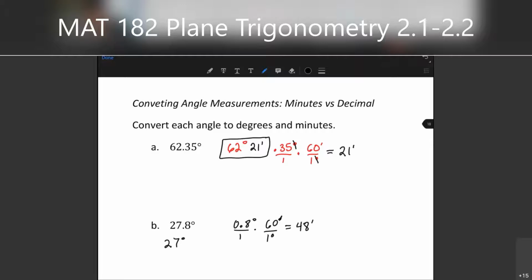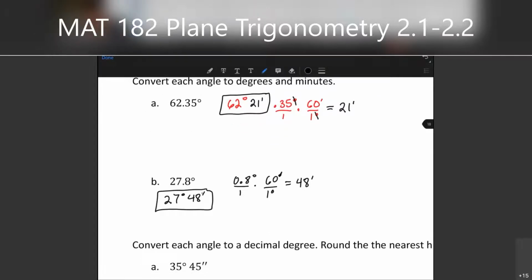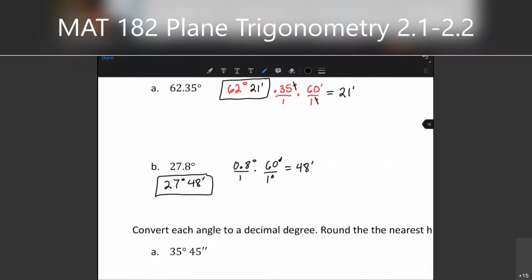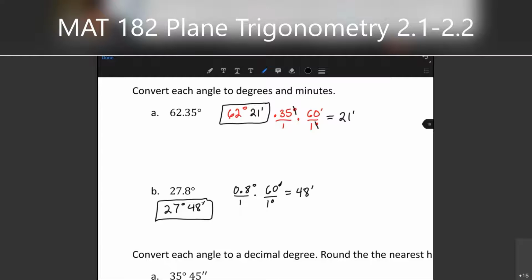And so we can attach that to the existing 27 degrees. And that would be our solution. Any questions with that conversion in that direction, degrees to minutes?